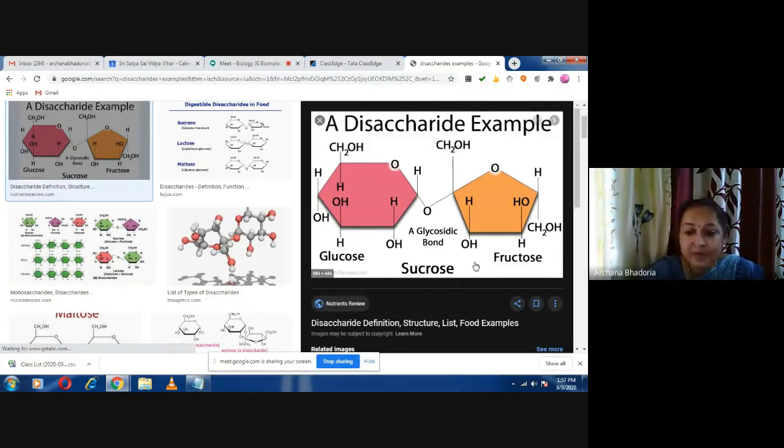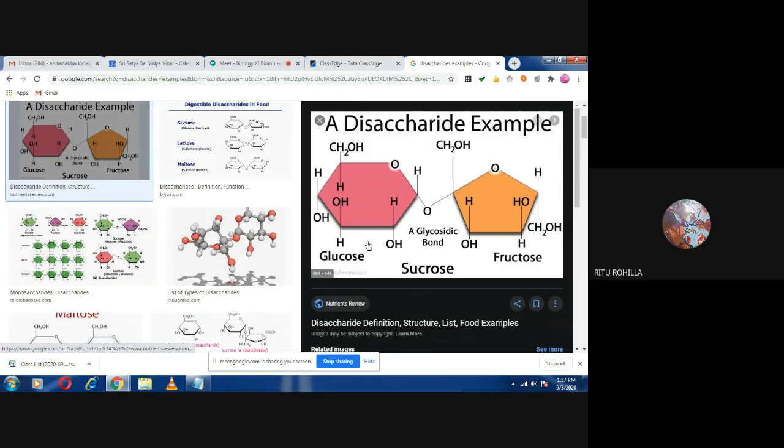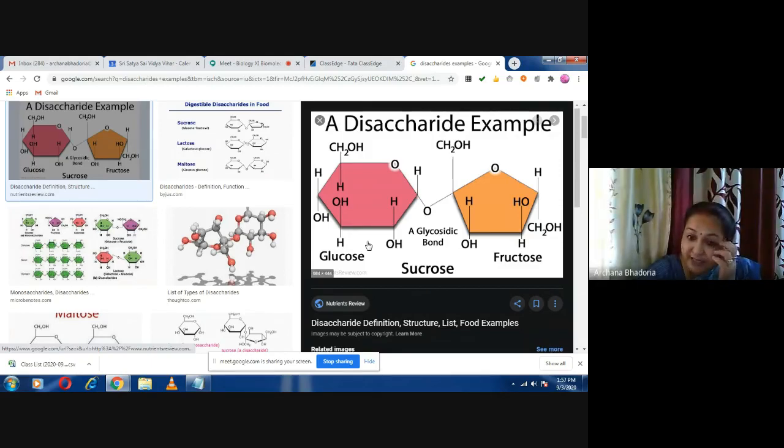Okay, glucose is having the aldehyde group, that is CHO. Okay, and the aldehyde group is attached to the second carbon atom. So you make this structure, the hexose, that is the six-membered ring. Make the six-membered ring.